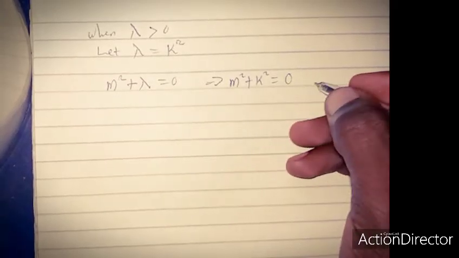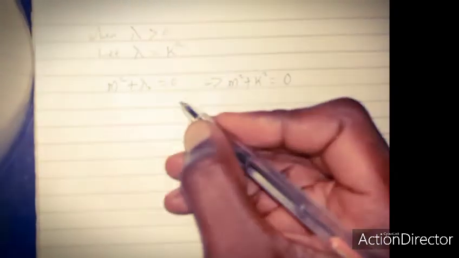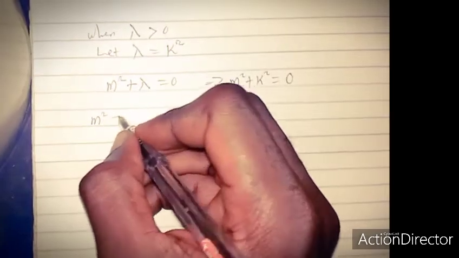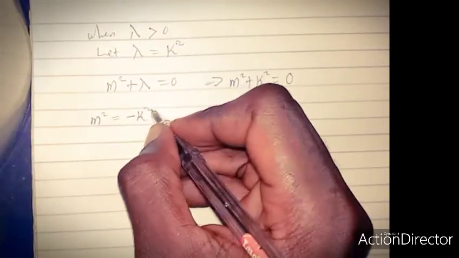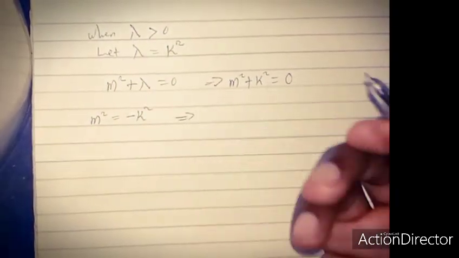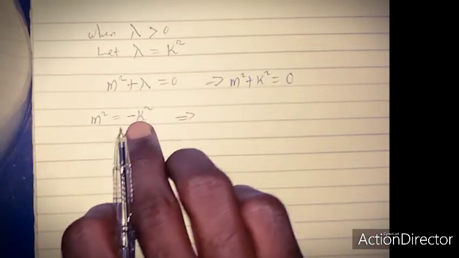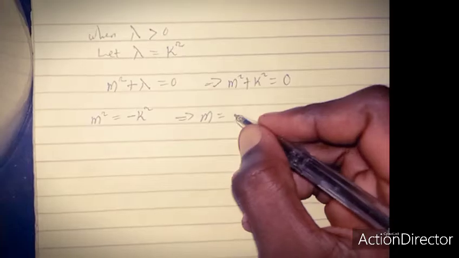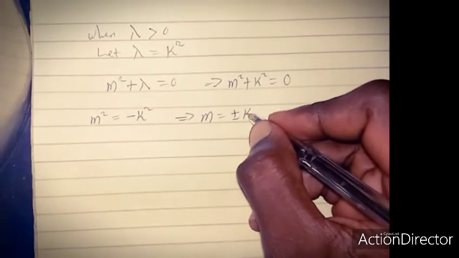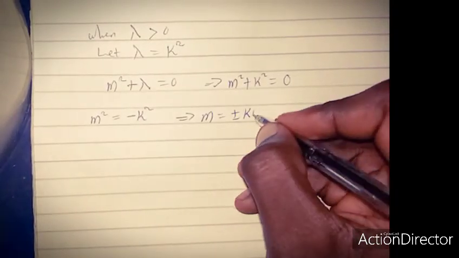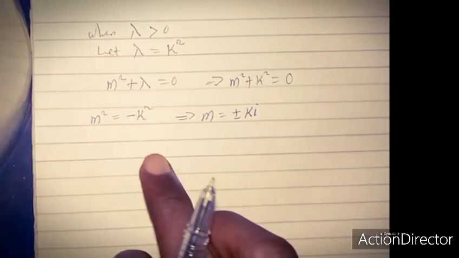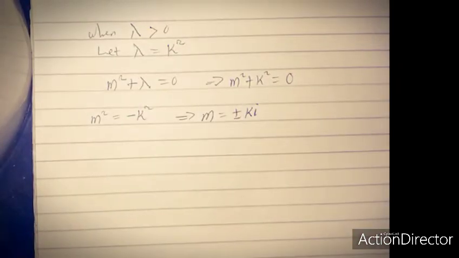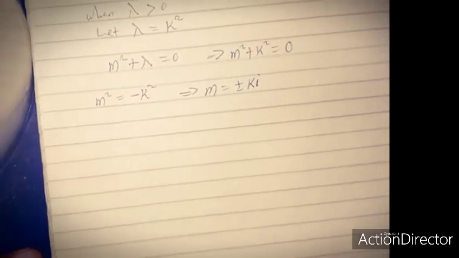So if m squared plus k squared equals 0, what do we have? We have m squared equals minus k squared. So to get m, you find the square root of both sides, but take note, you are finding the square root of a negative here. So m will be equal to plus or minus ki, because of the complex, plus or minus ki because of the negative square root. So now we are almost there.